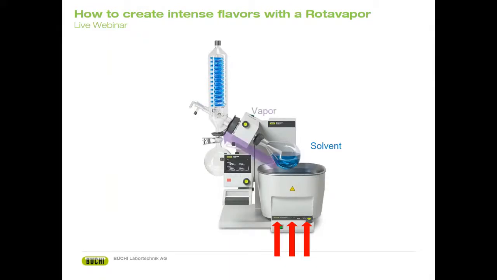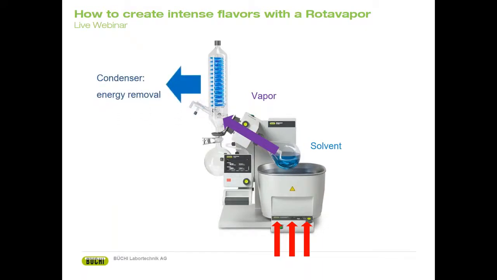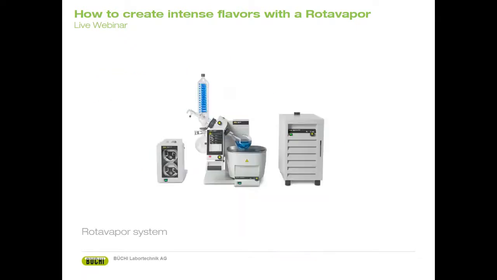So again, I heat, then I have vapor coming out of my product. Then in this condenser, you will have either water or a recirculating chiller. I will teach you a bit more later on how this works. This removes the energy, and then you have your condensate in this flask on the left side. In order to make this whole Vapor work, since you are under vacuum, you will need a vacuum pump.